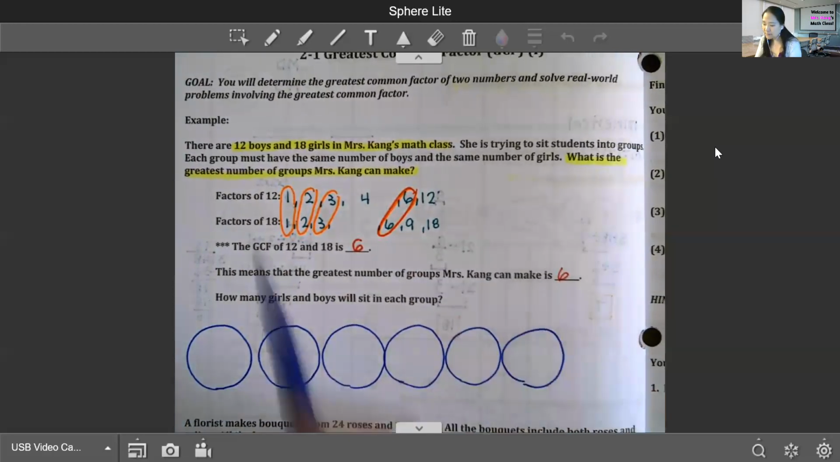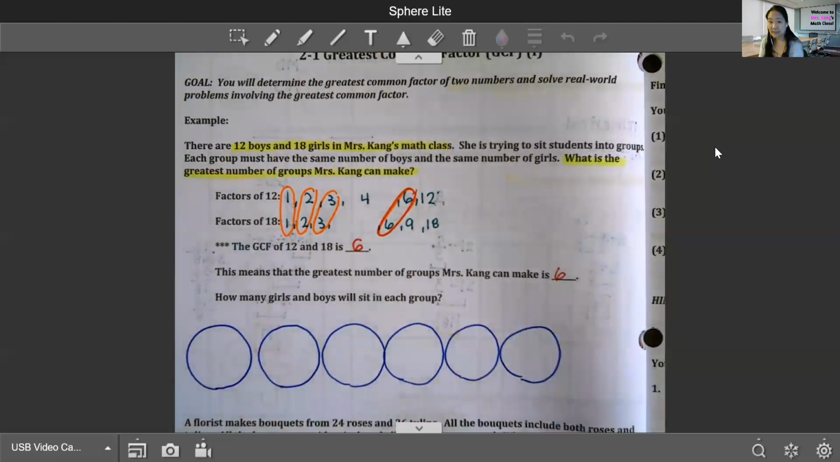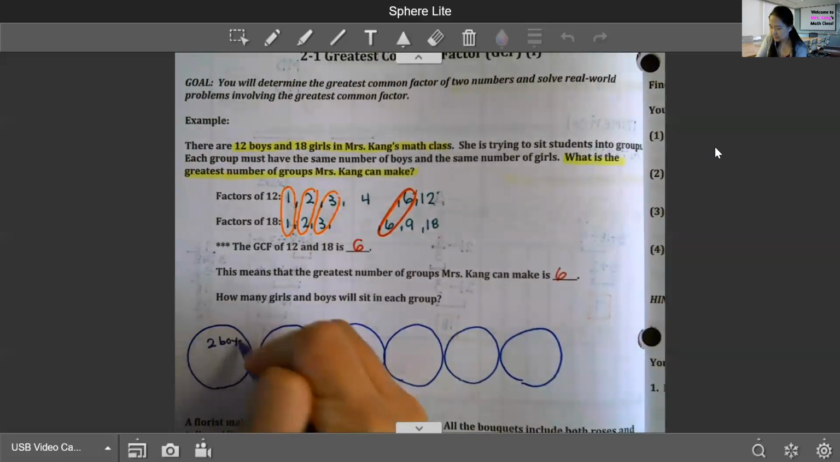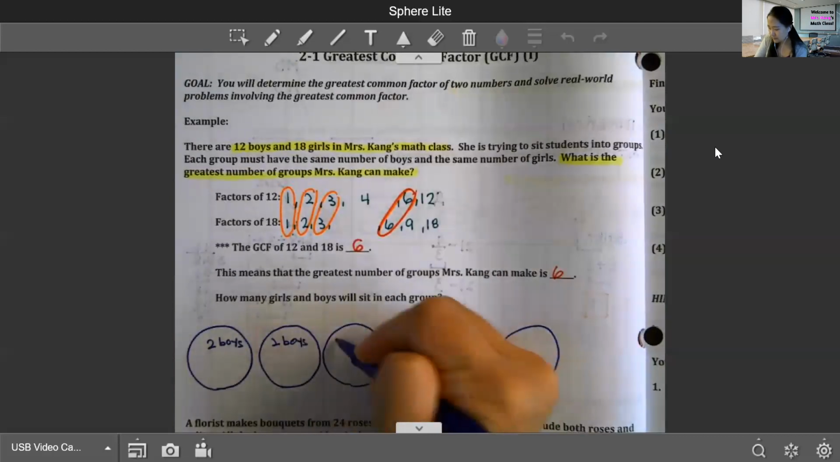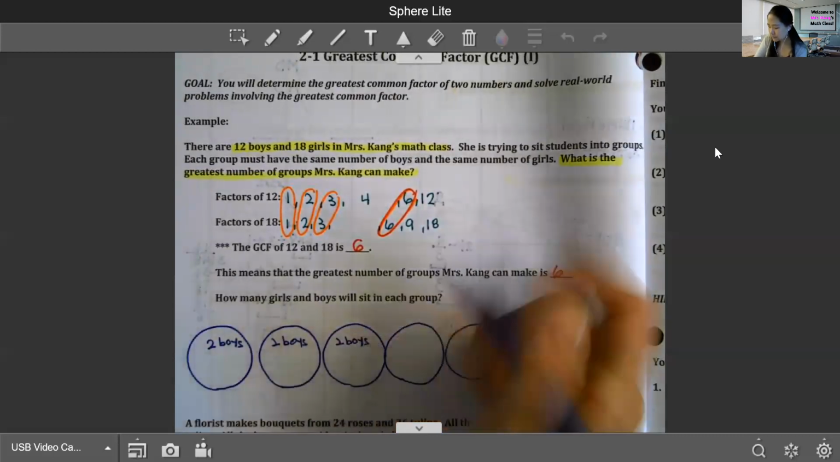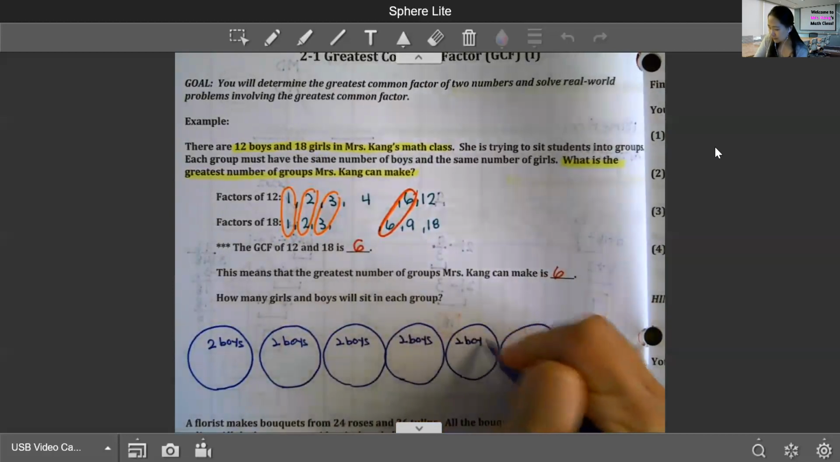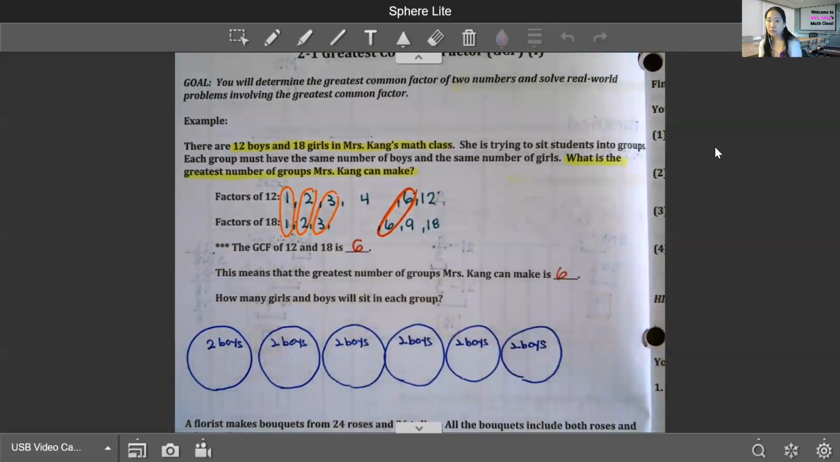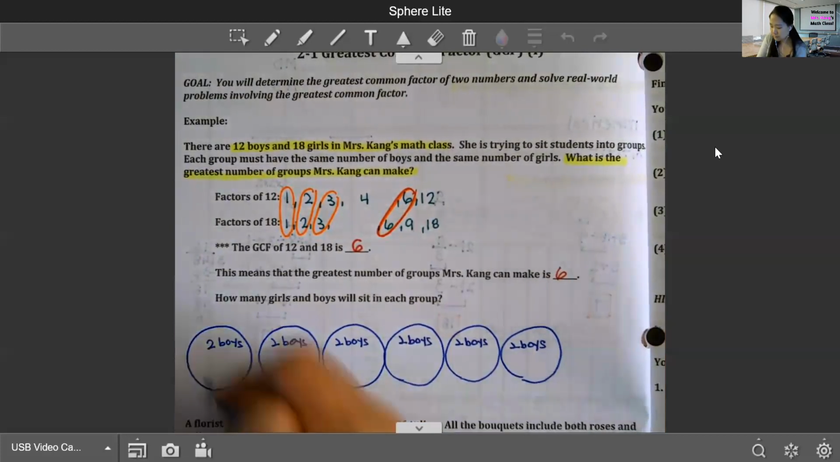So then I have a total of 12 boys. If I have 6 groups, then hopefully you can tell that in each group I need to have 2 boys. Now, what about the girls? I have a total of 18 girls. If I divide 18 by 6, I get 3 girls in each group.